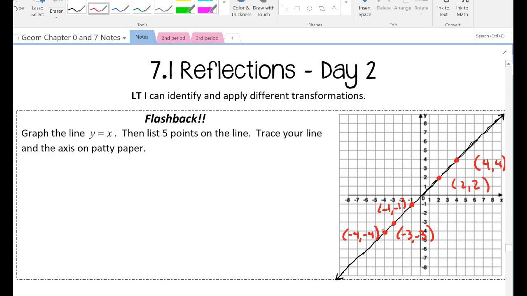So what do we notice? We notice that any point on the line, the y value is equal to the x value, which makes sense because we have the equation y equals x. So we want all the places where x and y are equal. So we get this line that cuts right through at a 45-degree angle on our coordinate plane. And we want to figure out what happens if I reflect over this.